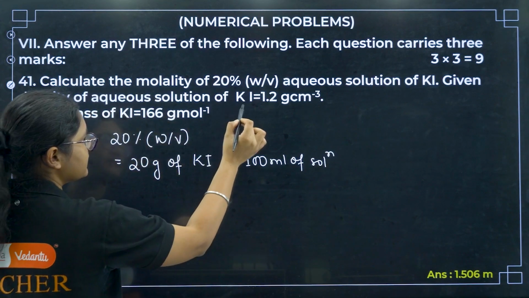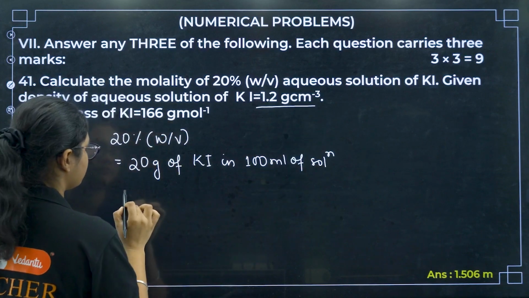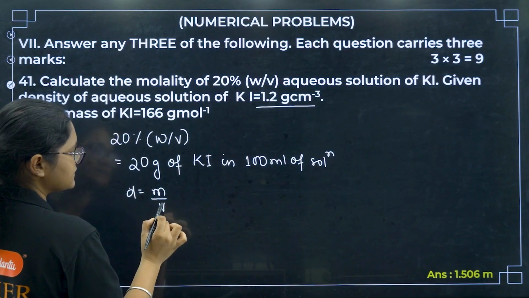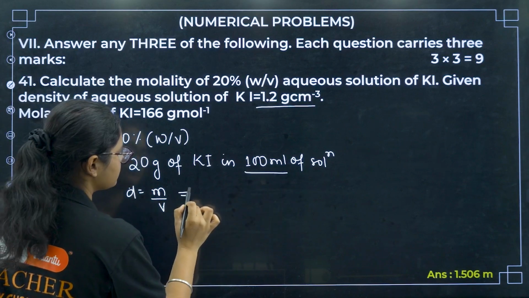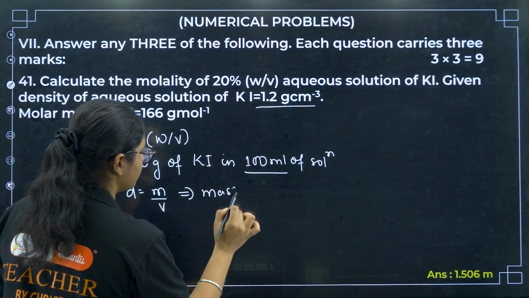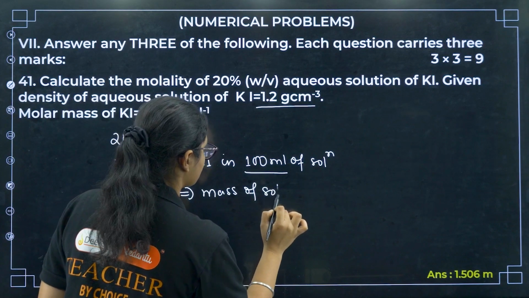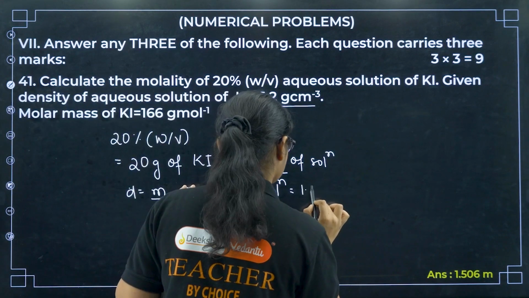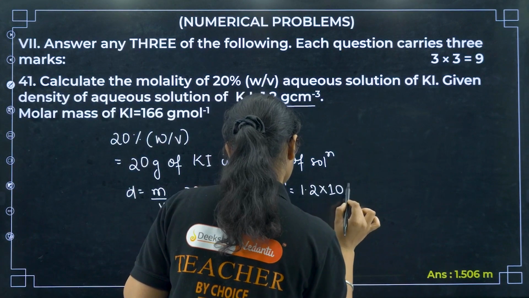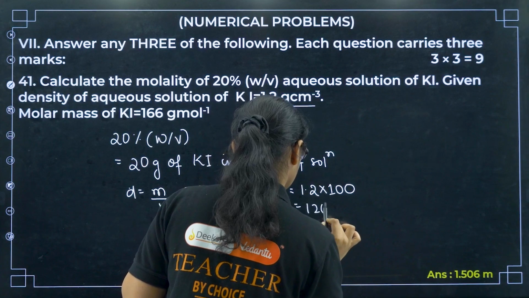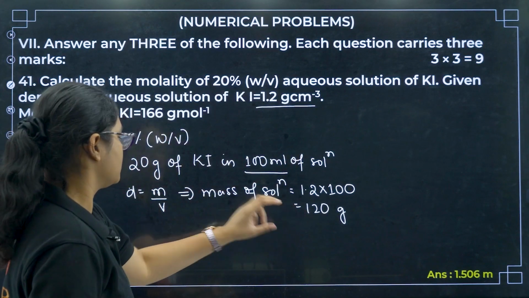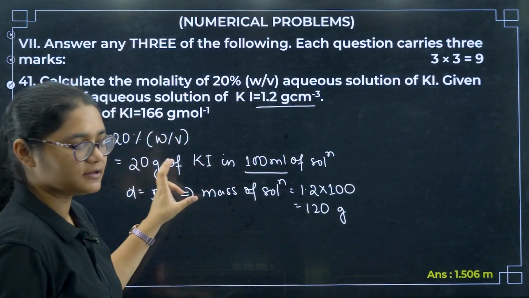Now what is the density of this solution? Density, so we know that density is equal to mass by volume. So density is given, volume we know 100 ml, so I can calculate the mass of solution. Okay, so that is how much? 1.2 into 100. Okay, that is 120 grams. Now in this 120 gram, 20 gram is KI, that is the mass of the solute.